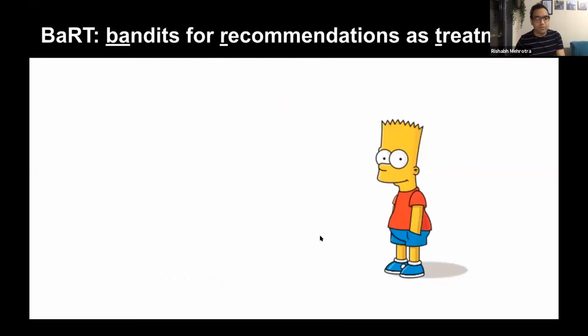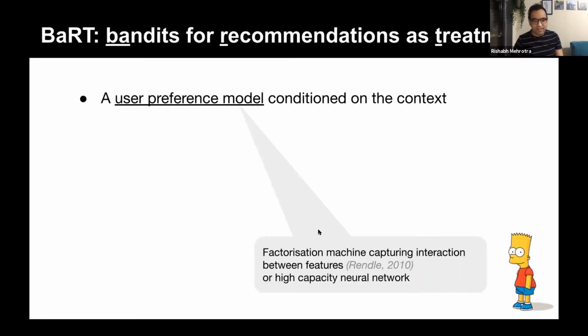So this is where we introduce this model in that paper. We're going to call our recommendation model BART. The homepage team is a huge Simpsons fan, so we even named the current homepage model BART as well. It's called Bandit for Recommendations as Treatment. And it's composed of 3 key parts.